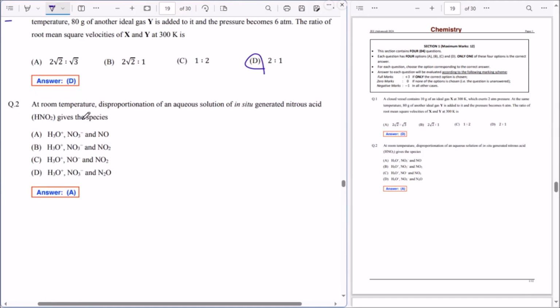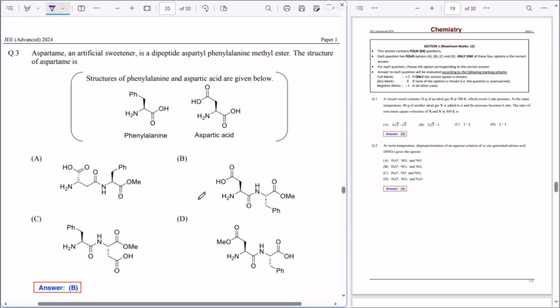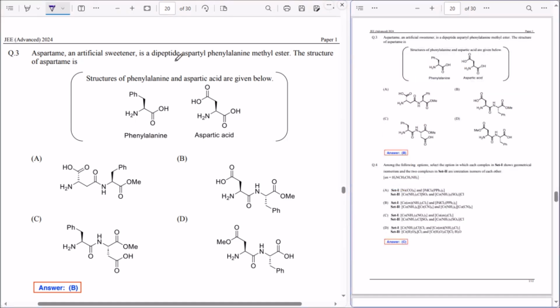Next, at room temperature, disproportionation of an aqueous solution of in situ generated nitrous acid HNO2 gives the species option A is H3O+, NO3- and NO. Next, aspartame, an artificial sweetener, is a dipeptide aspartyl phenylalanine methyl ester. The structure of aspartame is option B is correct option, students.